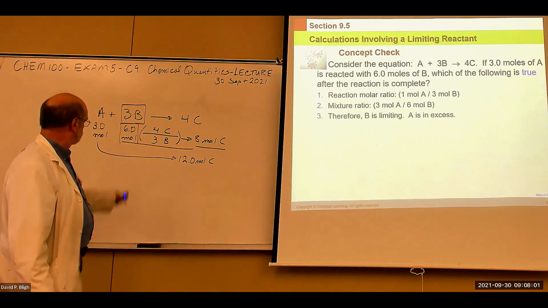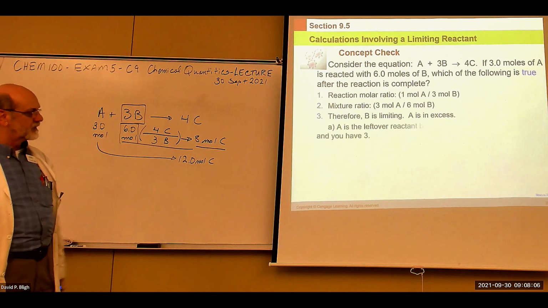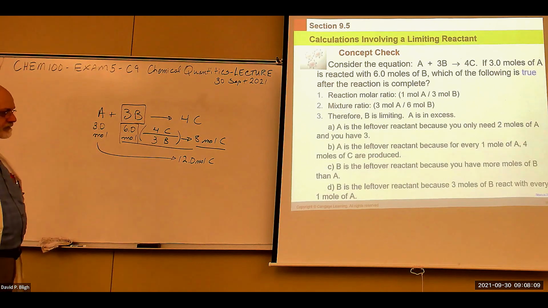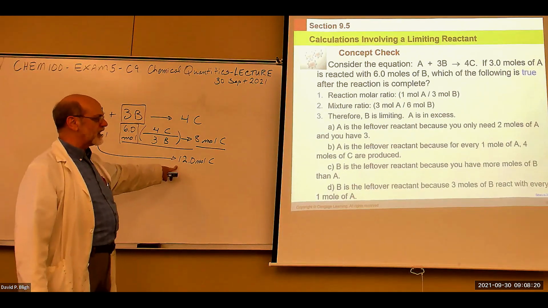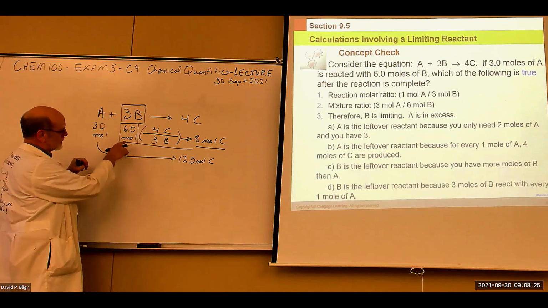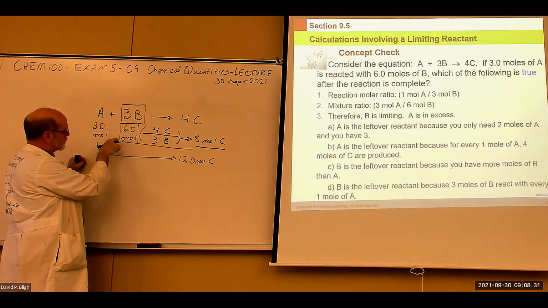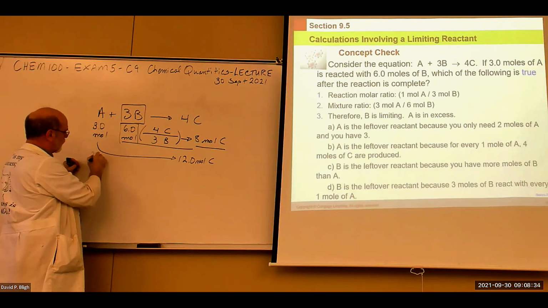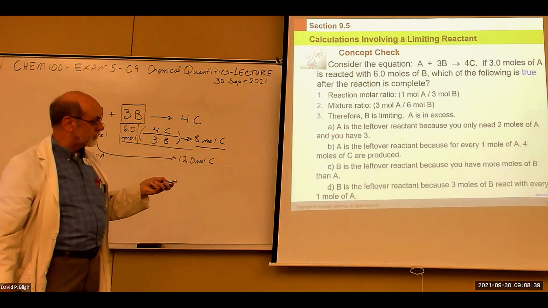B is limiting. Yes, we already determined that. B is limiting, A is in excess. So which one of these is true? A is leftover reactant. Yeah, A is leftover reactant because you only need 2 moles of A and you have 3. Let's see, is that true? If it's 3 to 1, then you need a third of this, 2 moles. That's all you need here, 2 moles of A. That's true. This one is true.